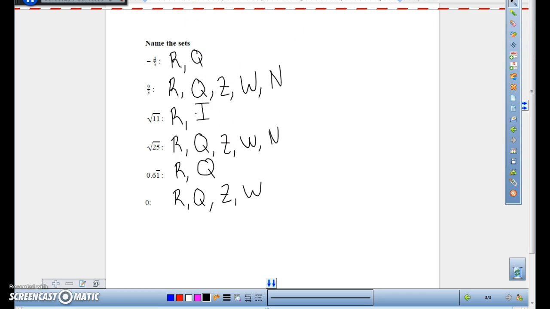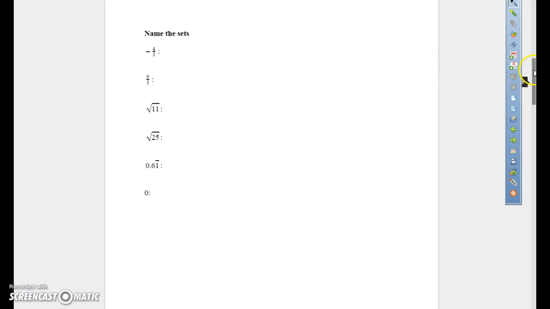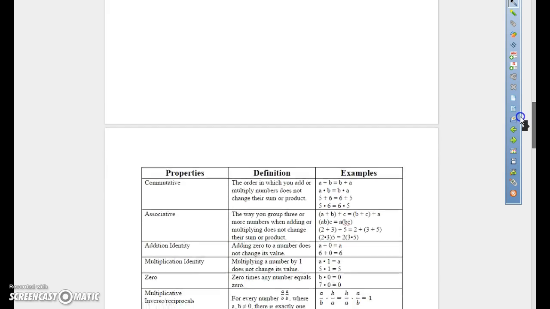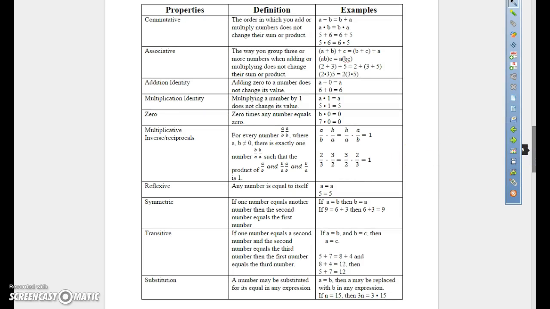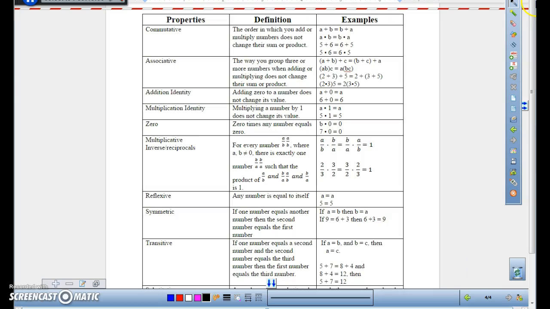So let's go back and let's scroll down to our next thing. We just want to review some properties real quick. These were definitely done in Algebra 1. You probably did them in 7th grade math, 6th grade math, 5th grade math. You've done these a lot before, so I know a lot of this will be review.